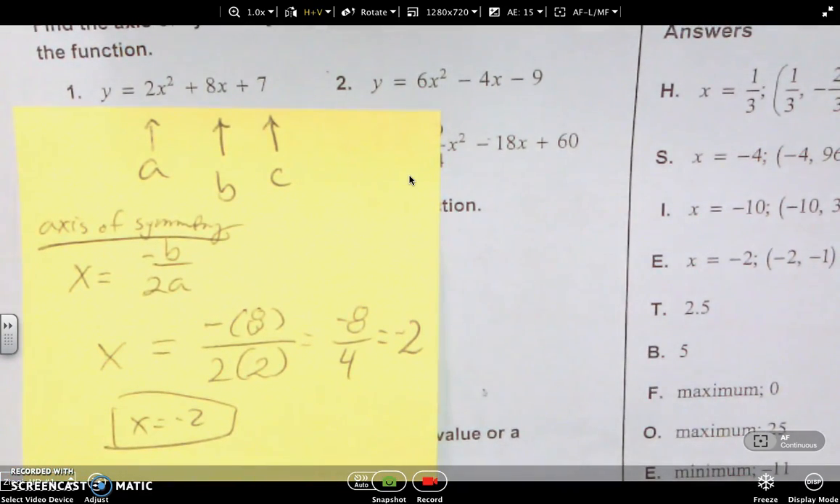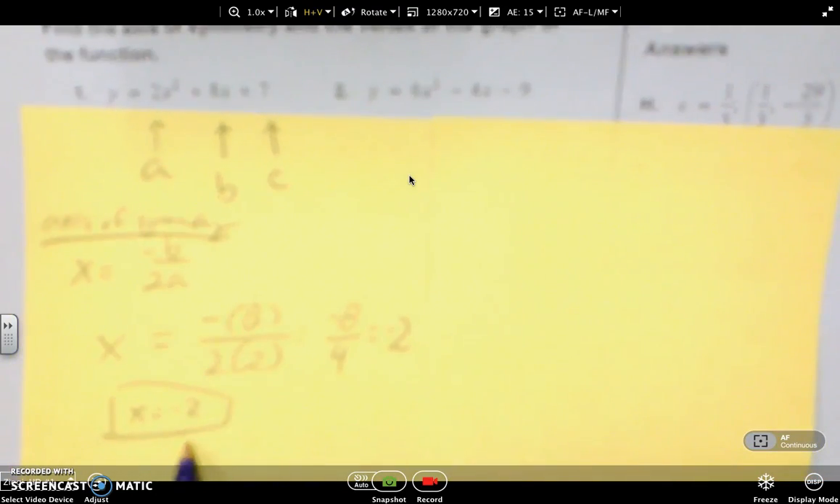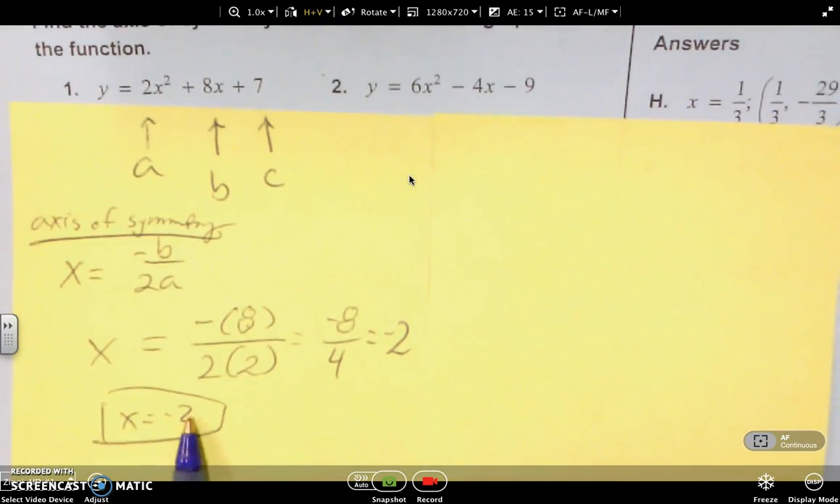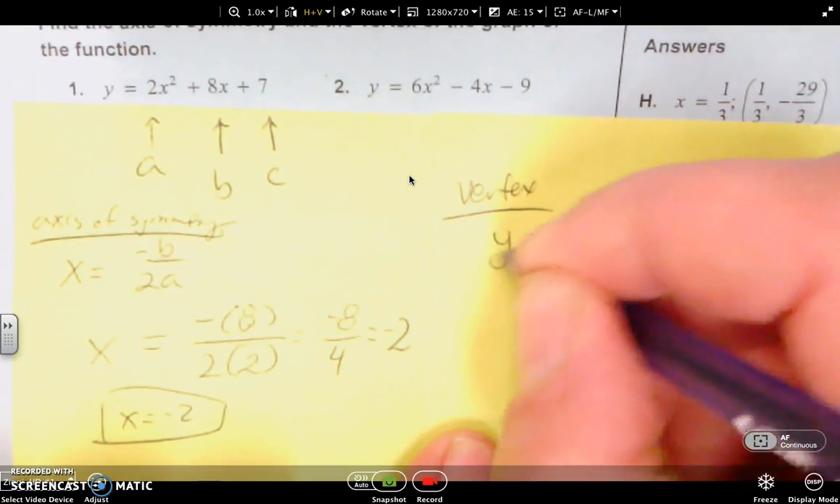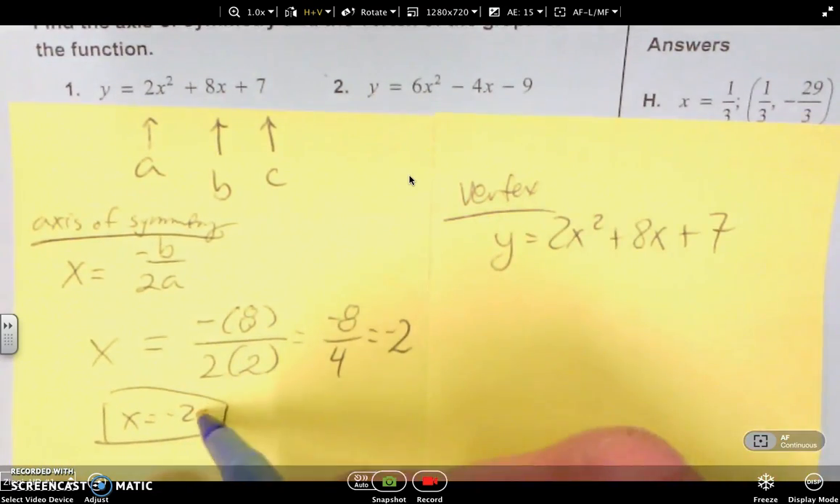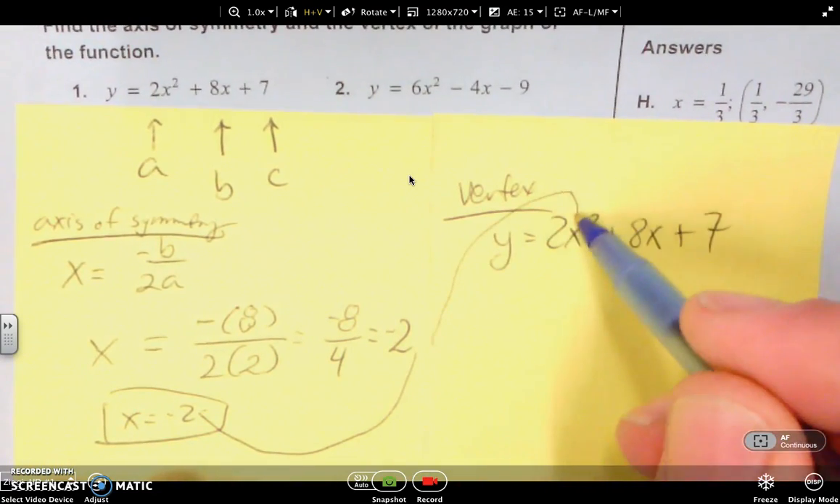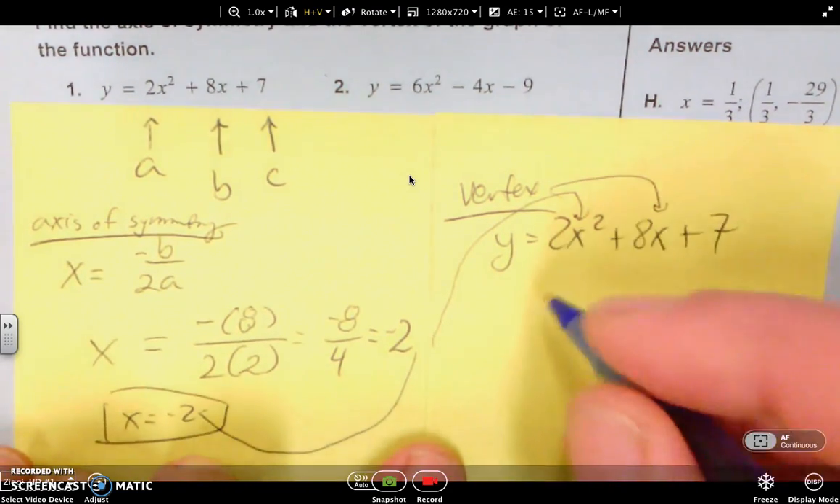Okay, so what that tells us is sort of where the vertex is. Now, where is the actual vertex? Well, we're going to use that and plug it in over here. The axis of symmetry gives us the x-coordinate for the vertex. So for the vertex, we're going to go back to our original equation, 2x squared plus 8x plus 7. We're going to take that x-value and plug it in, because we know the x-coordinate and we're looking for the y-coordinate.